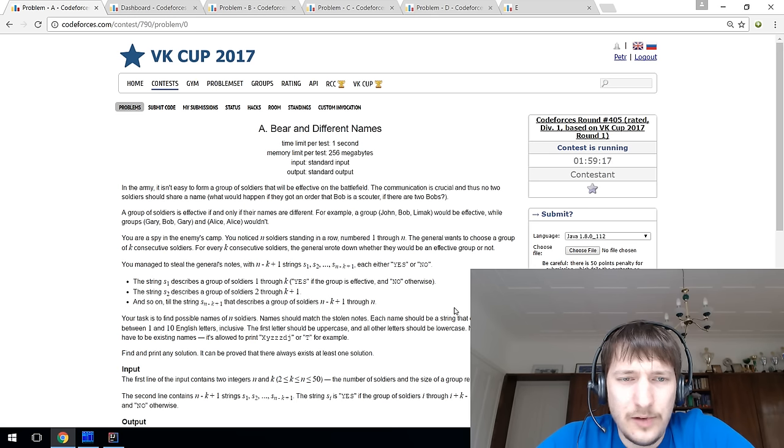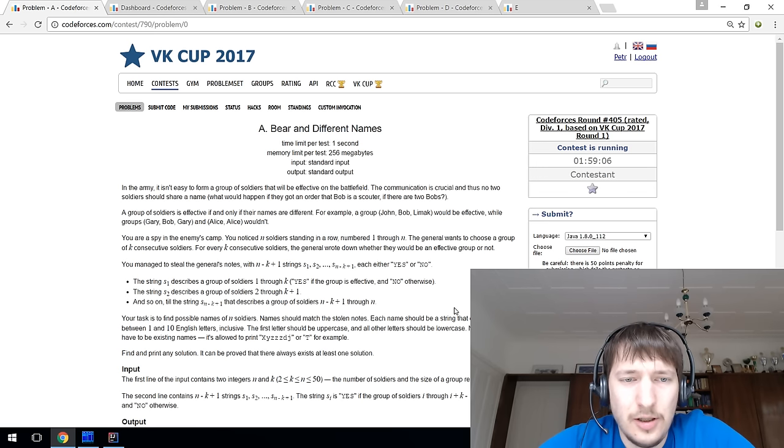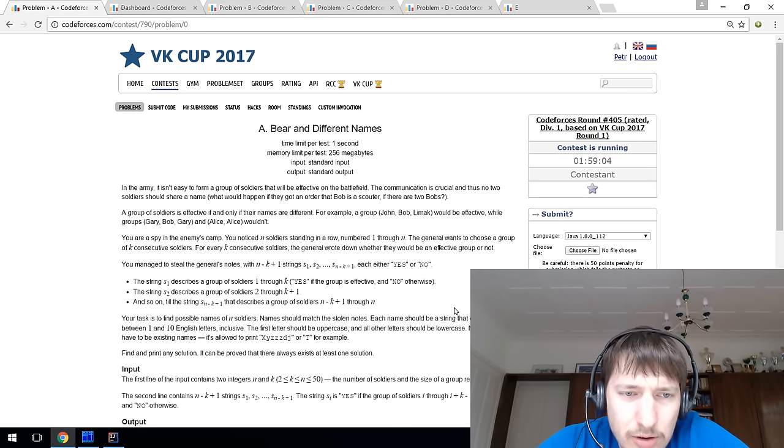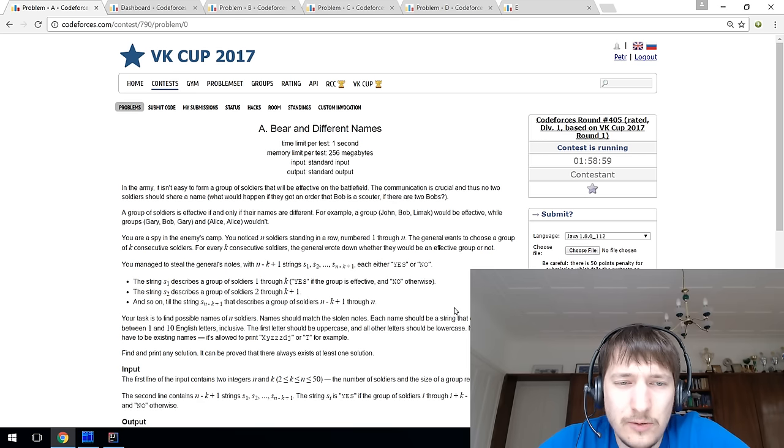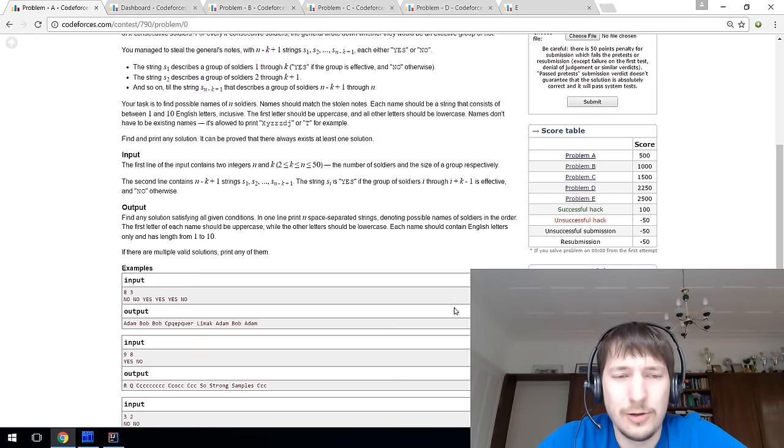For every K consecutive soldiers, we note if there is or there is not two soldiers with the same name in the sequence. So we are given this sequence, and we need to find a possible set of names for the soldiers. And we need to find any solution. And it is guaranteed the solution exists.